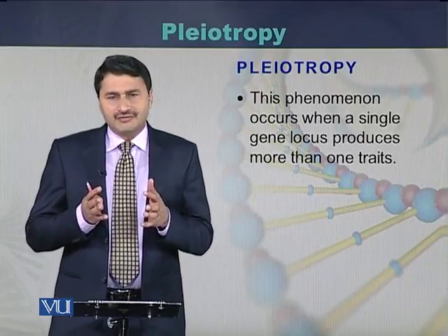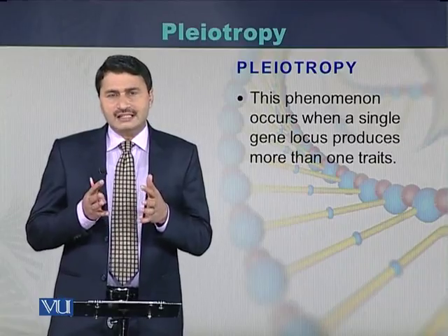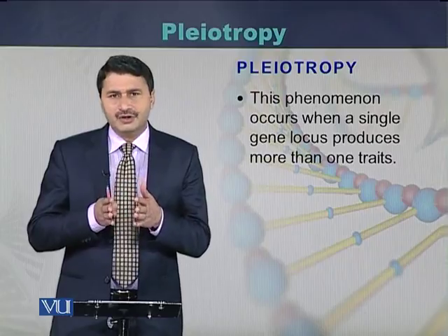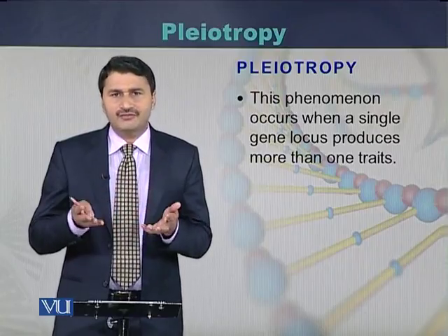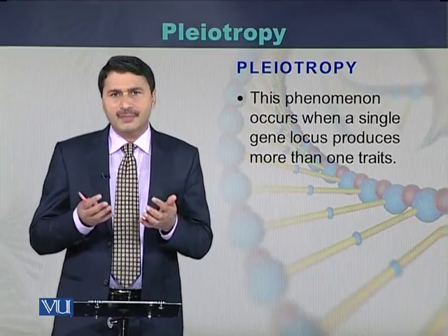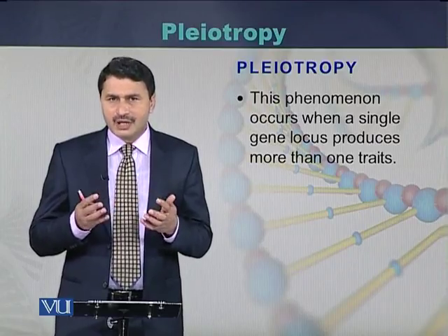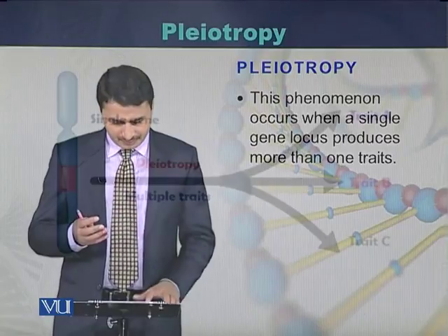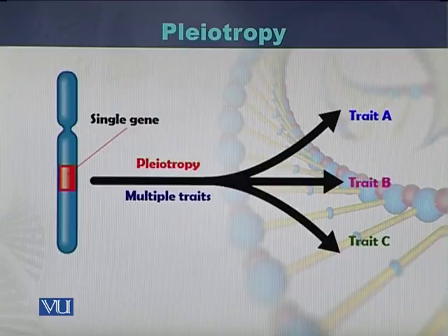Pleiotropy is a phenomenon in which we can see that one gene locus or one gene can produce more than one phenotype. If more than one phenotype is produced by a single gene, this phenomenon is called the pleiotropic effect or pleiotropy. Here we can see that there is a single gene. That gene is present on a chromosome, and this gene can produce multiple traits.